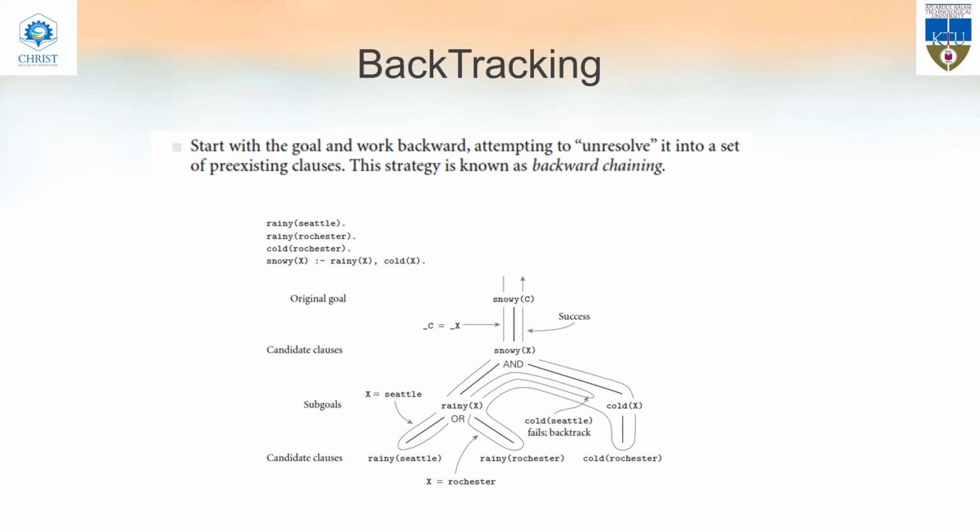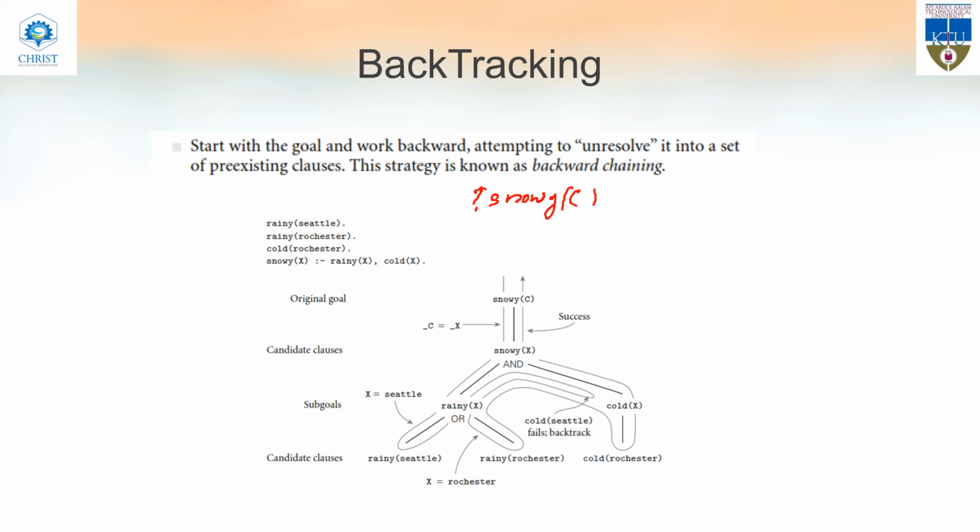So you all know this example. The first one is Rainy of Seattle. The second one is Rainy of Rochester, Cold of Rochester, Snowy of X if Rainy of X, comma Cold of X. And the question, the query, is Snowy of C. So with backtracking, how does Prolog find the correct answer for this?